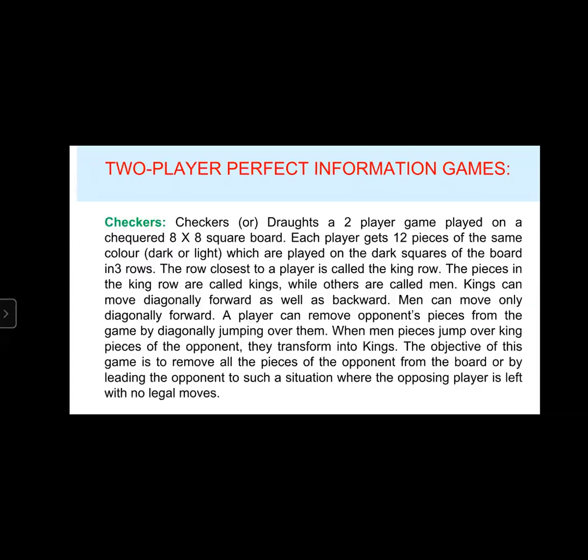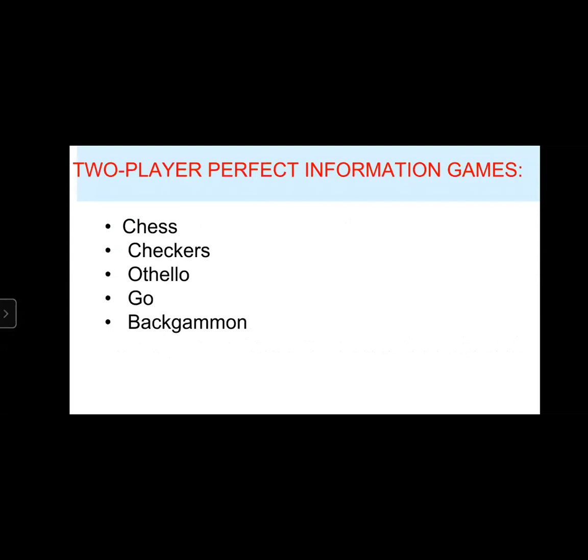Second unit topics are minimax procedure, alpha-beta pruning, two-player information games, and problem reduction, that is the AO* algorithm. Very, very important question.